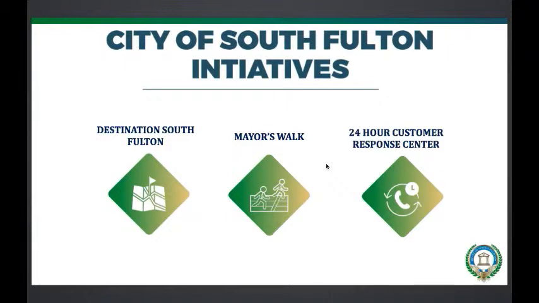We've got 3 primary activities that we believe people are happy with and have helped to expand our services. I think number 1 is Destination South Fulton. We have taken our economic development arm and kind of branded it so that the world, our region, and everyone who is looking to do business, live, work, and play in the city knows exactly how to reach us.